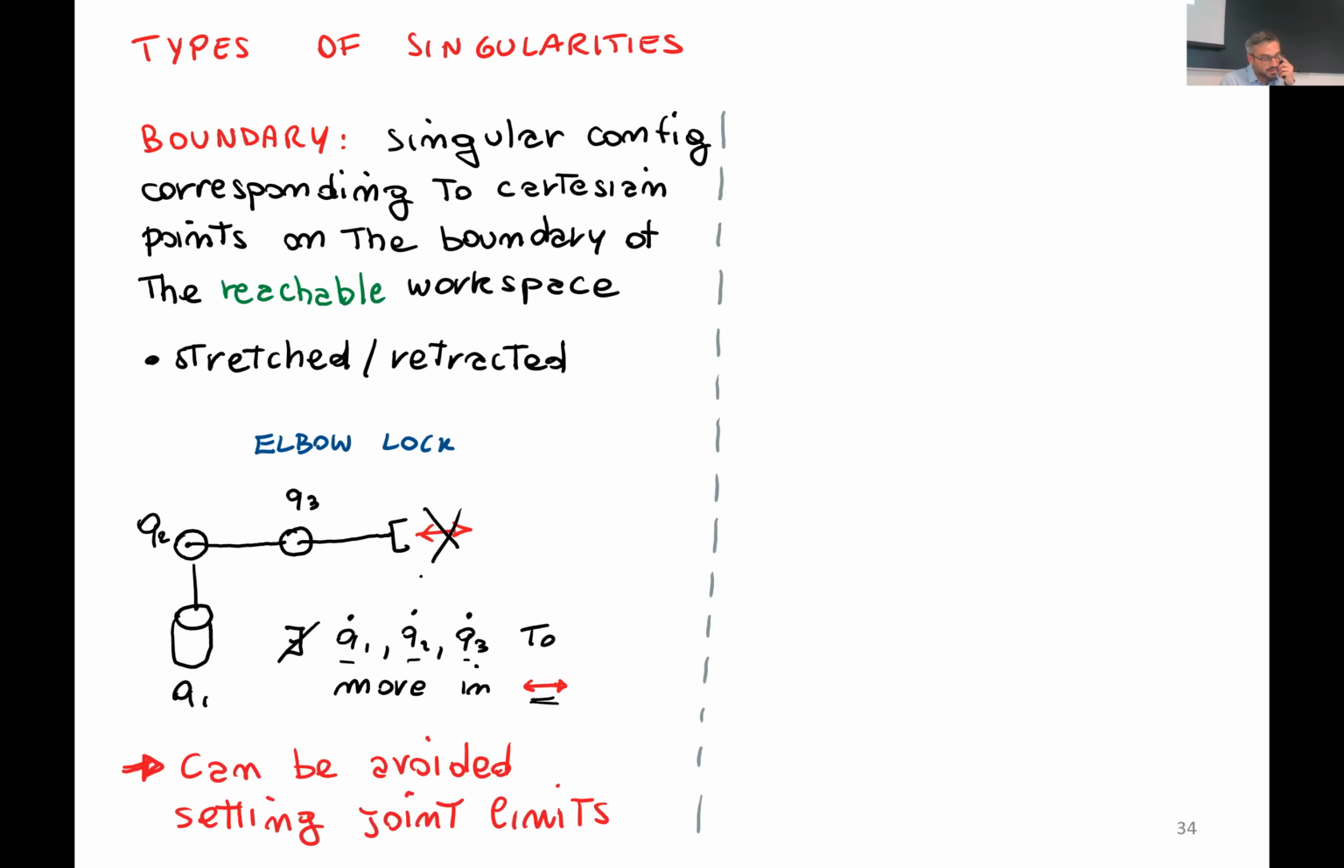The good news is that this kind of singularity can be avoided because they are just at the end of the workspace. So by setting some kinematic limits to the joint configuration, setting some joint limits, we can prevent the arm from completely stretching, and so we can avoid getting close to this singularity.